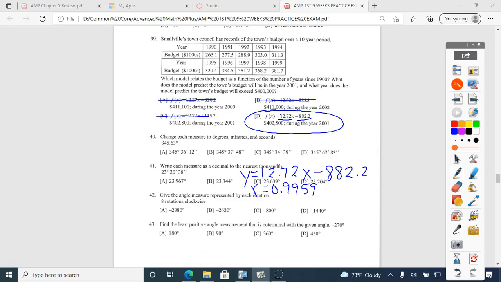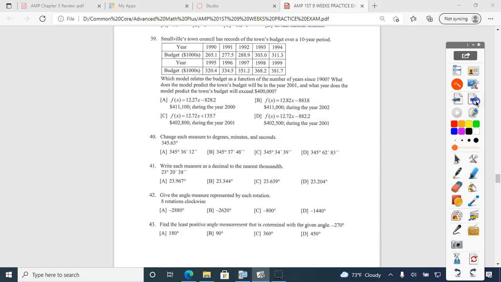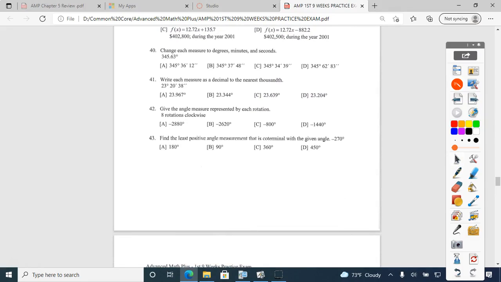That is all of chapter 1 through 4. Chapter number 40, the last 11 problems are all from chapter 5. So this is our trig stuff. Remember you can use your calculator on this. So all these easy questions, make sure you use your calculator.